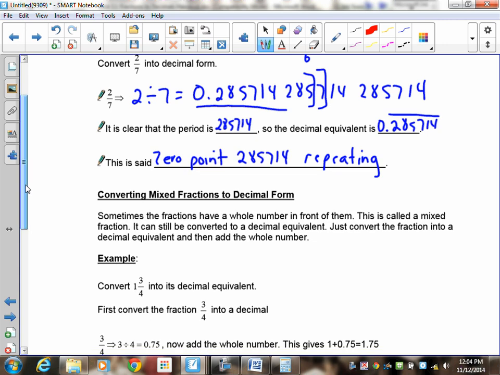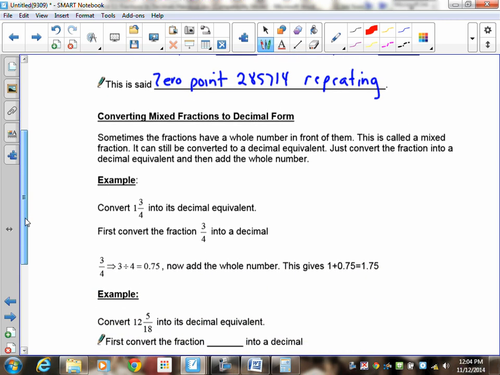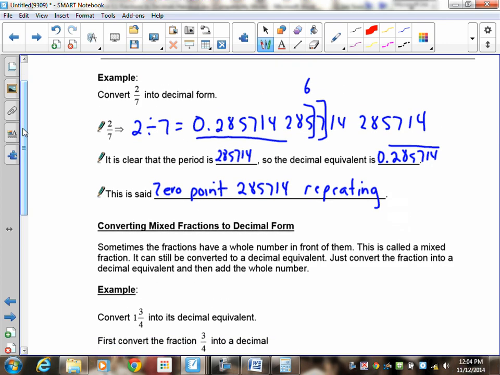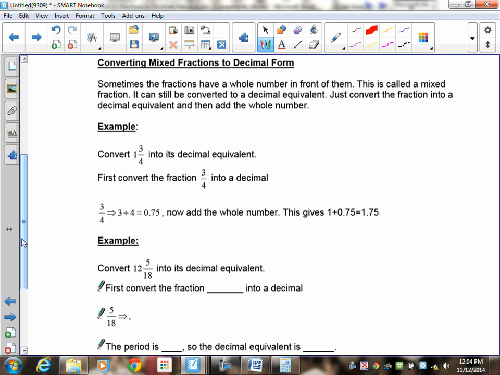Okay? Now, let's take a look at the next part of this. What happens when you have a number in front of the fraction you're trying to convert to a decimal? Like, for example, if you take a look here, we just have 2 over 7. Well, 2 over 7 is simply 2 divided by 7. But what happens if I have something like 1 and 3/4? The key here to understand is that the fraction is the 3/4. And since we're converting a fraction to a decimal, you're going to convert just the 3/4 into a decimal. So this is the conversion that you're doing.